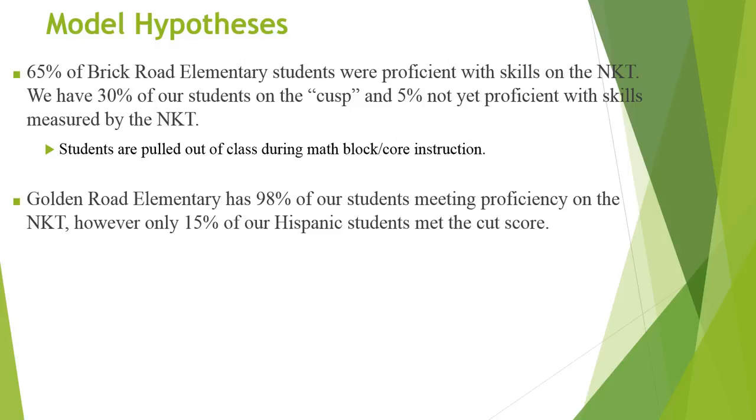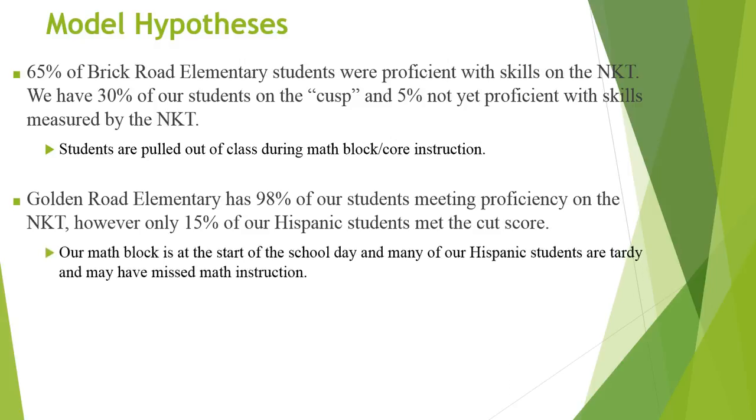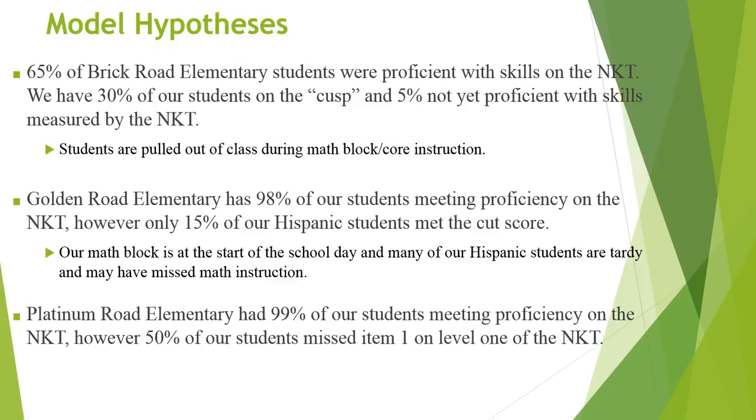Golden Road Elementary had 98% of their students meeting core, and 15% of that subgroup for the Hispanic students were of concern. Their hypothesis was that their math block was at the start of the school day, and many of the Hispanic students were tardy, and they may have missed math instruction.